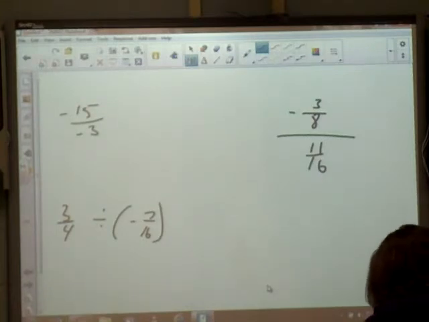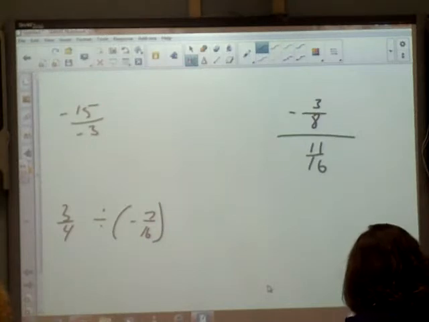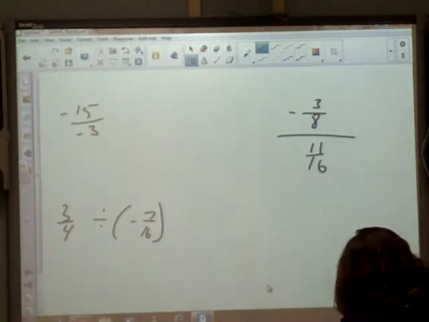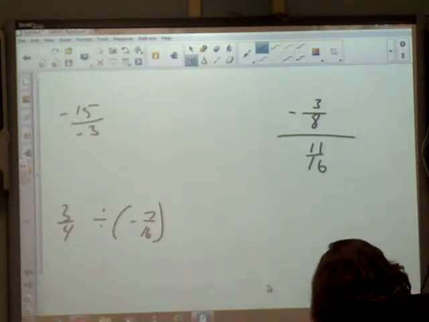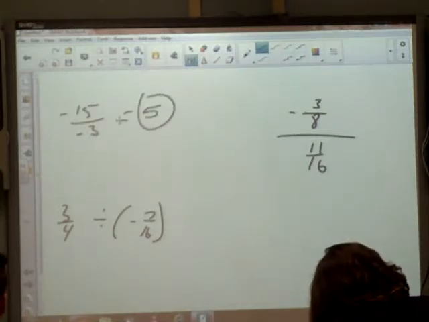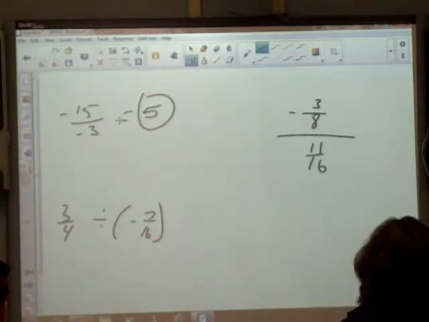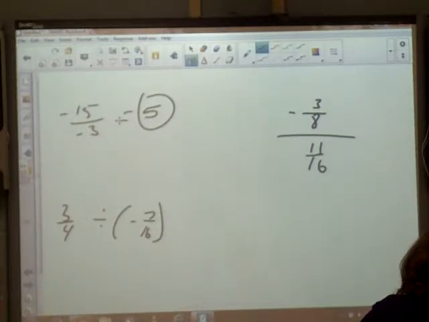The first one's just pretty straightforward, negative 15 divided by negative 3. Rules the same, when they're same signs, our answer is? Positive. So that Zane is correct, a positive 5. Nothing earth shattering there. All right, now these other two, we're dividing with fractions. So I told you were getting a smidgen fraction review, and here's another one of those.